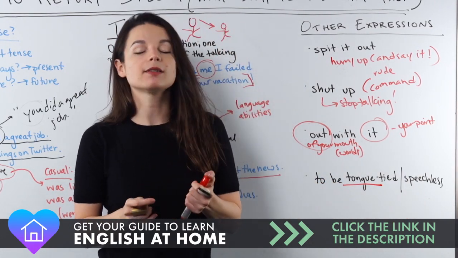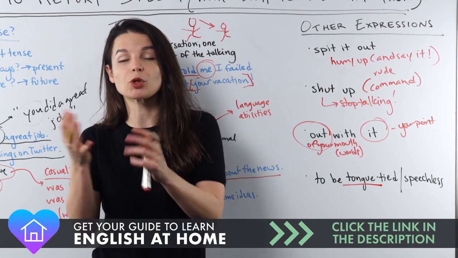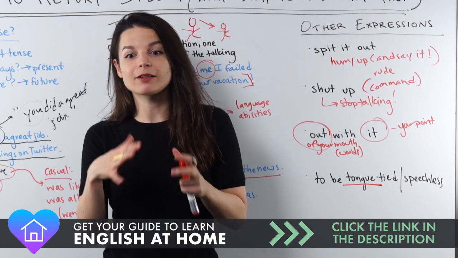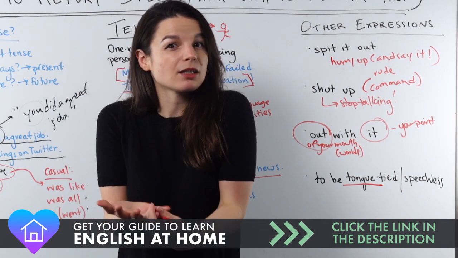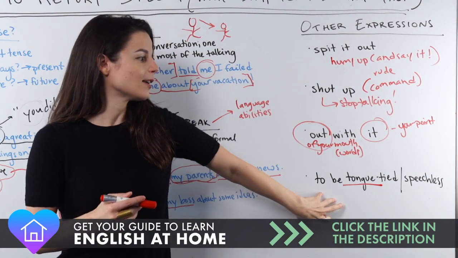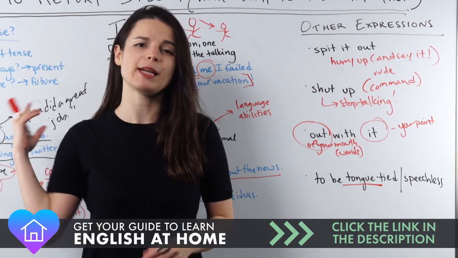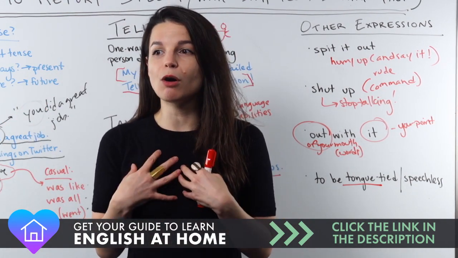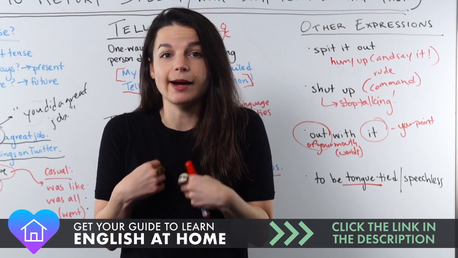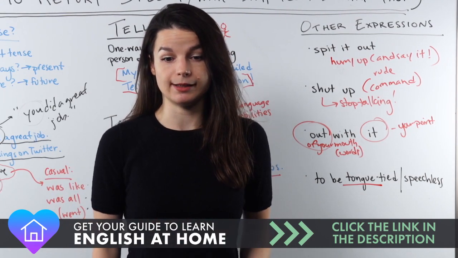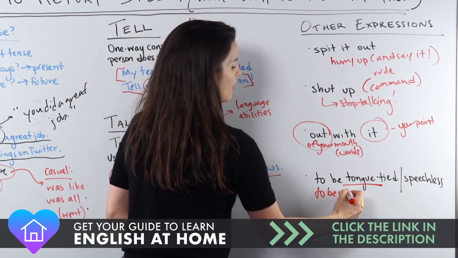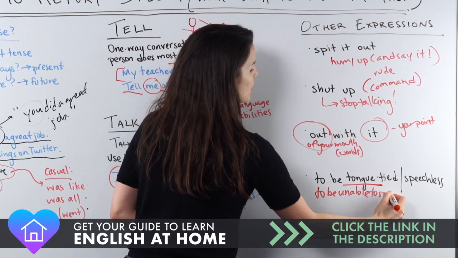We use this expression when we can't talk, like we're so shocked or so surprised, or maybe scared or nervous, or there's something that keeps us from talking, or we're too confused to talk about something. There are many reasons to be tongue-tied or to be speechless. In a sentence, we might say something like, I was so nervous, I got tongue-tied, I couldn't give my presentation, or I was tongue-tied, I couldn't tell him what I wanted to say. So this means to be unable to speak.